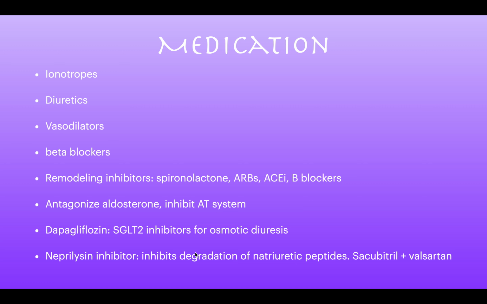These will antagonize aldosterone and, like I said, inhibit the angiotensin system. Dapagliflozin is an SGLT2 inhibitor, and that is going to be used for osmotic diuresis. A neprilysin inhibitor will inhibit the degradation of the natriuretic peptides, so BNP and ANP, and those are good because they help with vasodilation. So we want these to stay around. The medications are sacubitril and valsartan.